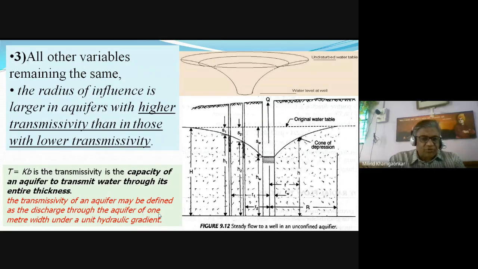It is the discharge through the aquifer which has 1 meter of width and a hydraulic gradient of 1 unit. Basically, the transmissivity or coefficient of transmissivity shows the property of the aquifer to transmit the water, how permeable the aquifer is and how much quantity of water is available.